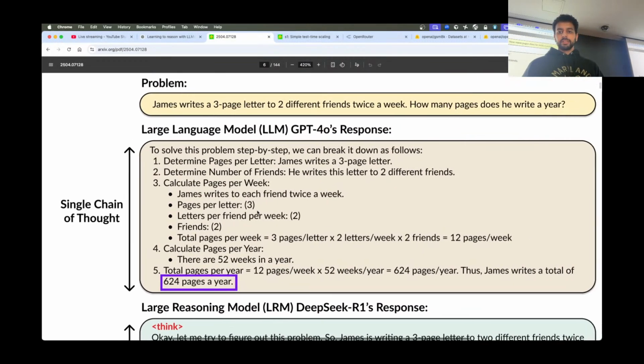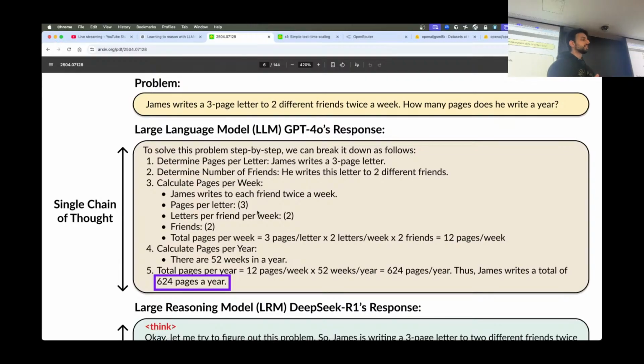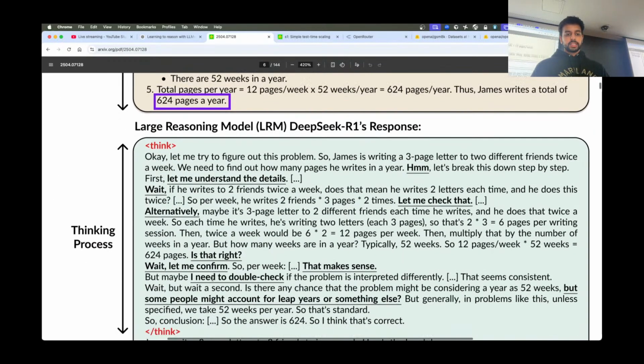So this is a better demonstration of what we just saw with the Llama and Qwen models. James writes a 3-page letter to 2 different friends twice a week. How many pages does he write a year? This is what GPT-4o did, which has this chain of thought prompting. Here are the steps I want to do, and then it computes the final answer.